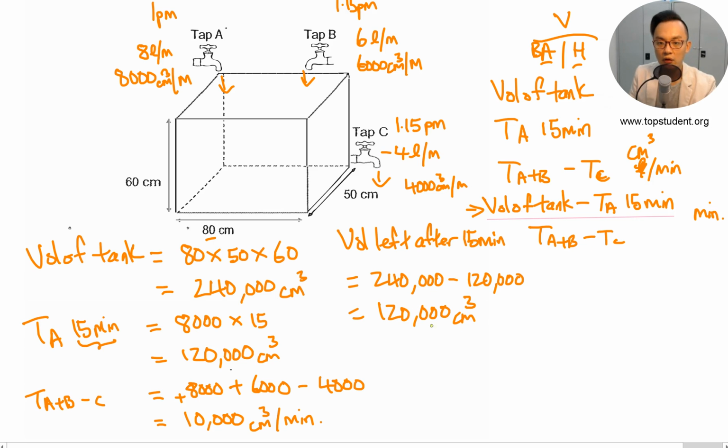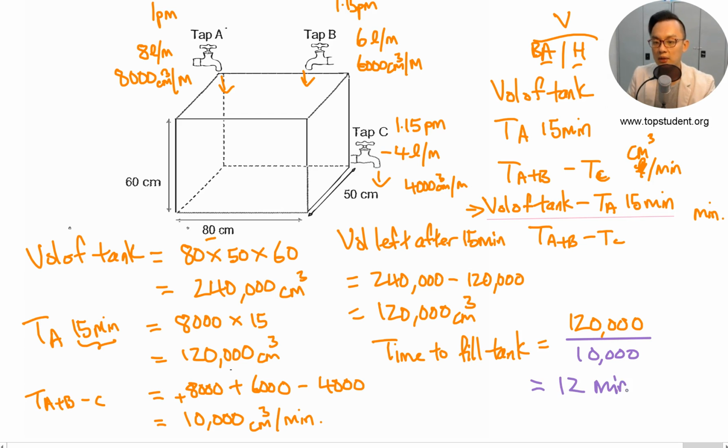Alright, so I have volume. This is the volume left after tap A has been switched on for 15 minutes. And I know that A plus B minus C is 10,000 cubic centimeters per minute. So time to fill the tank will be equals to 120,000 divided by 10,000. That's equals to 12 minutes. All right, so that's my answer.